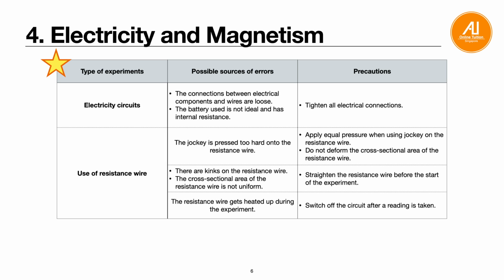You want to ensure that your resistance wire is completely flat on the meter rule, because that will affect your reading. And then of course, this one's very, very important.